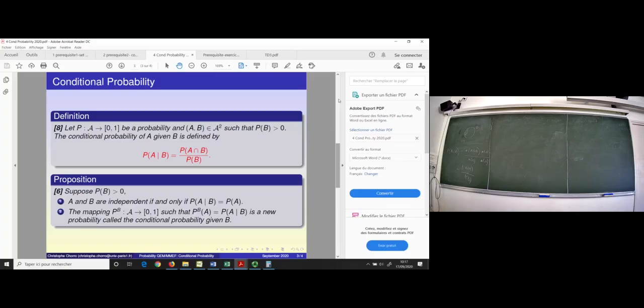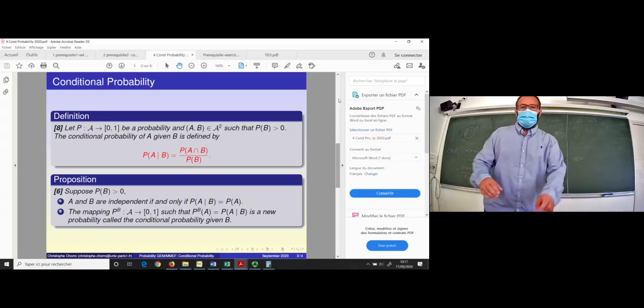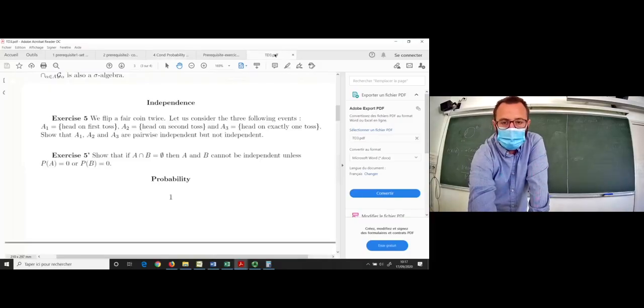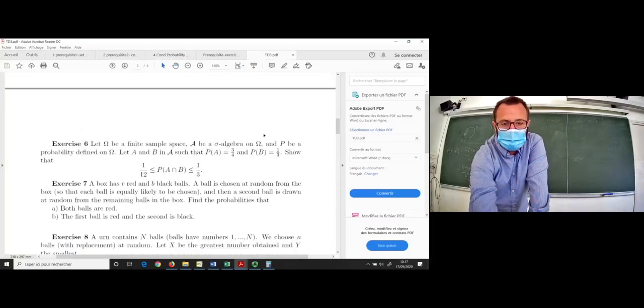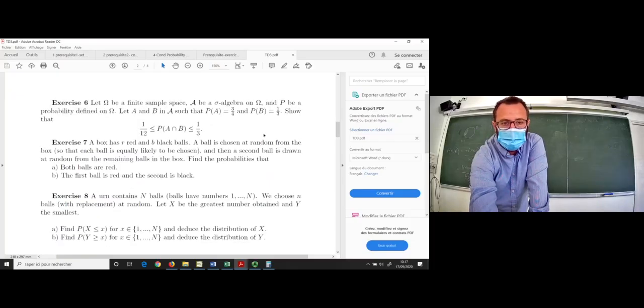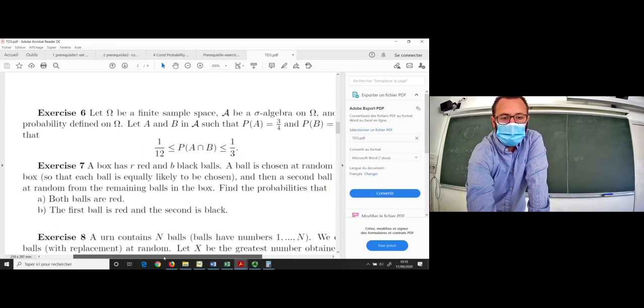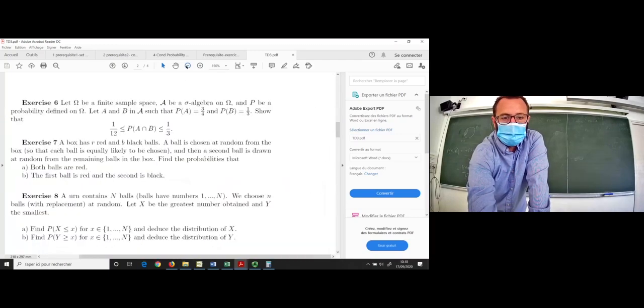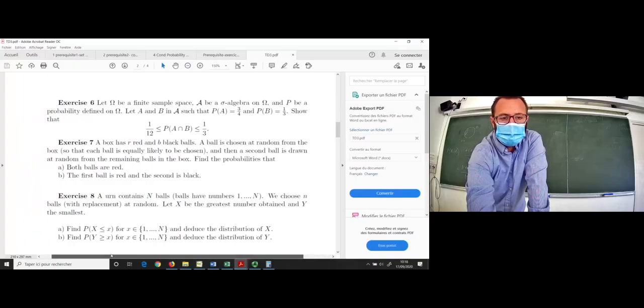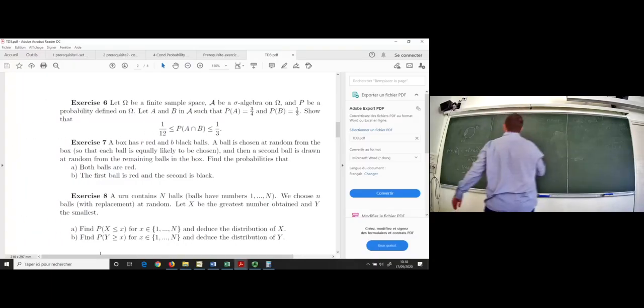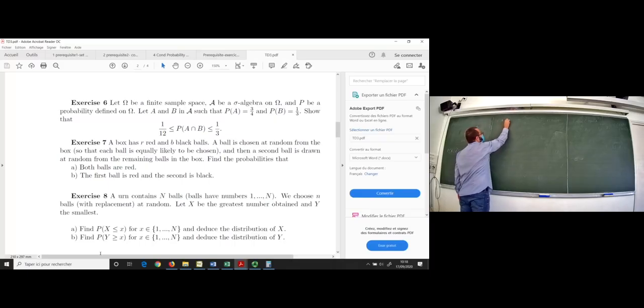Maybe a little exercise before seeing propositions and so on. So I continue with my list 3 of exercises, and we are going to take a little exercise with drawing balls in a box. It's exercise 7 of list 3. It is just something that will be in relation with my definition of conditional probability.